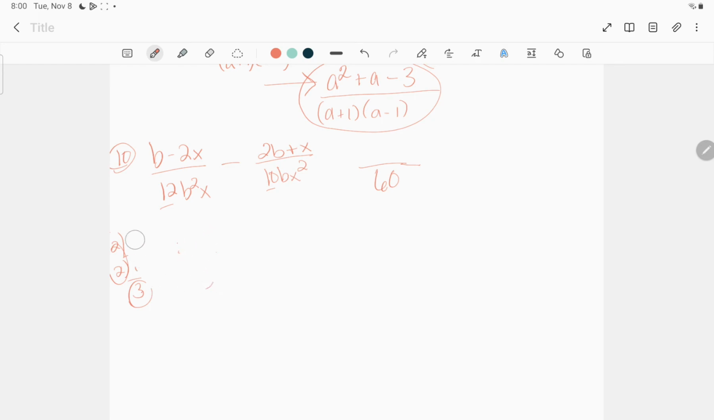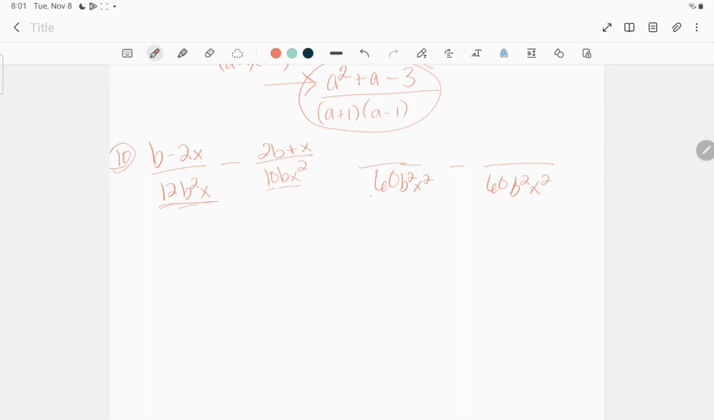Okay, so I know that 60 is my least common multiple between these. So what is my other least common multiple? I have a b squared and a b. So b squared, because that's the highest times that it appears. And then x and x squared. So x squared. Okay. So now I'm just going to divide 60 b squared x squared divided by 12 b squared x.